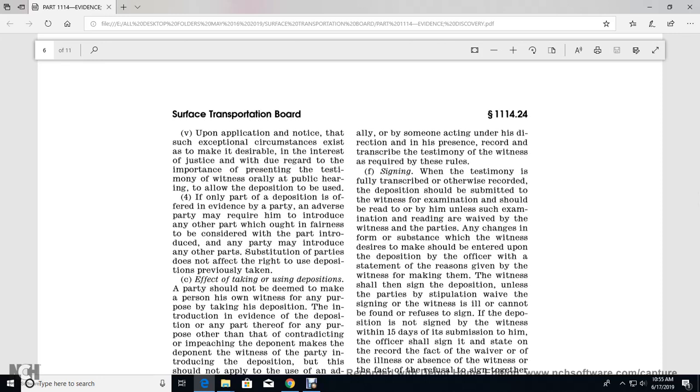as to make it desirable, in the interest of justice and with due regard to the importance of presenting the testimony of the witness at the public hearing, to allow the deposition to be used. If only part of the deposition is offered in evidence by a party, an adverse party may require the introduction of any other part which ought in fairness to be considered with the part introduced, and any party may introduce any other parts. Substitution of parties does not affect the right to use depositions previously taken.